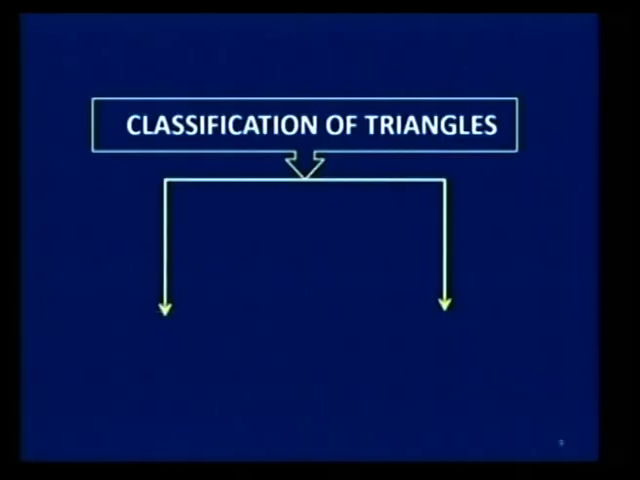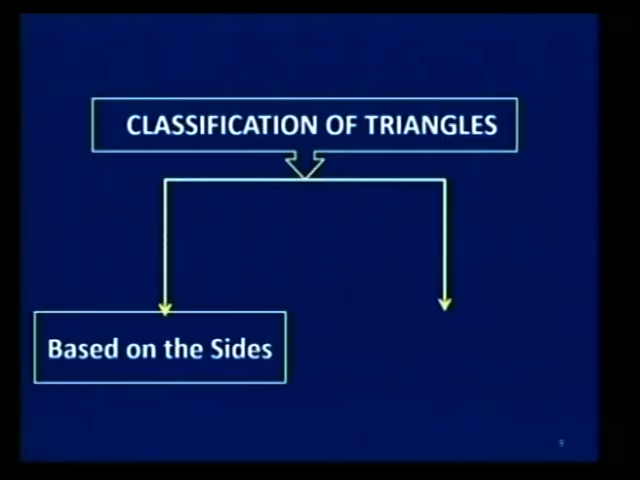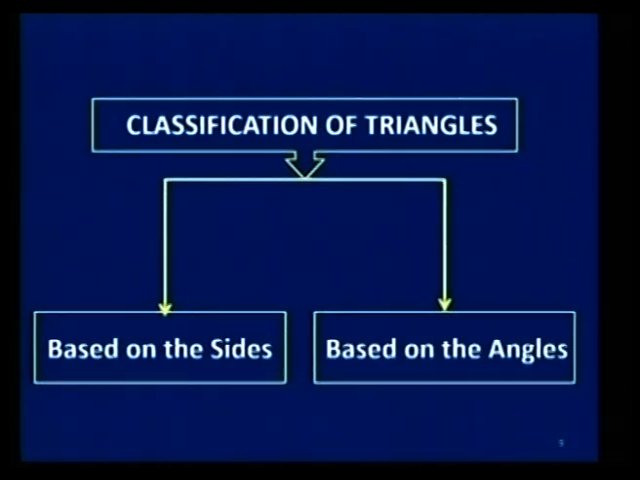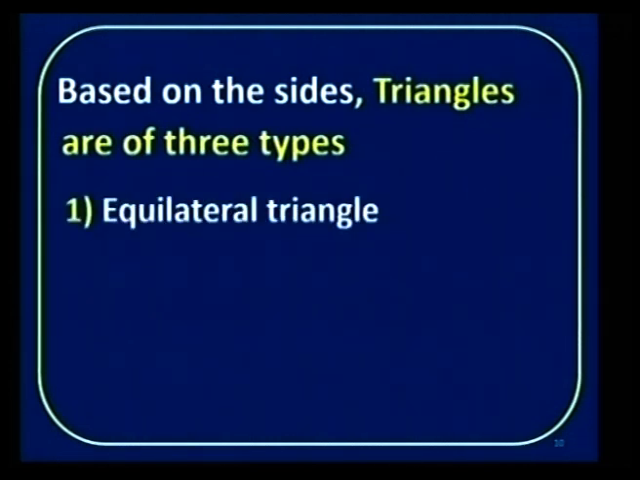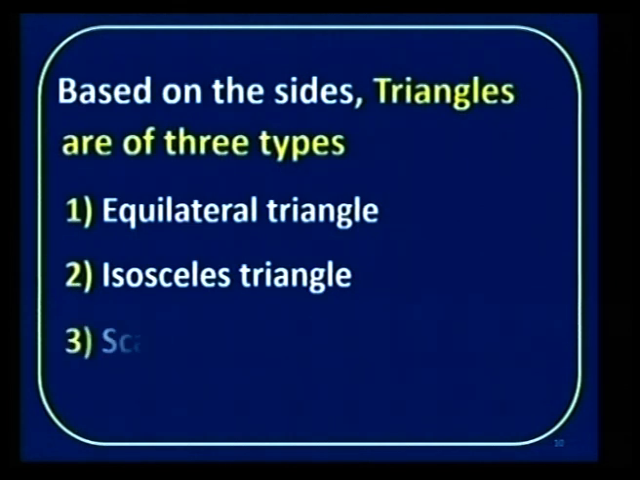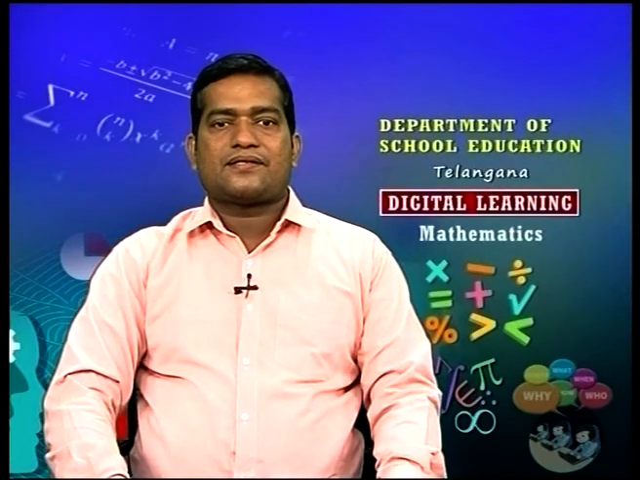Now let us understand classification of triangles. We can classify the triangles based on the sides and based on the angles. Based on the sides, triangles are of 3 types. First one, equilateral triangle. Second one, isosceles triangle. Third one, scalene triangle.